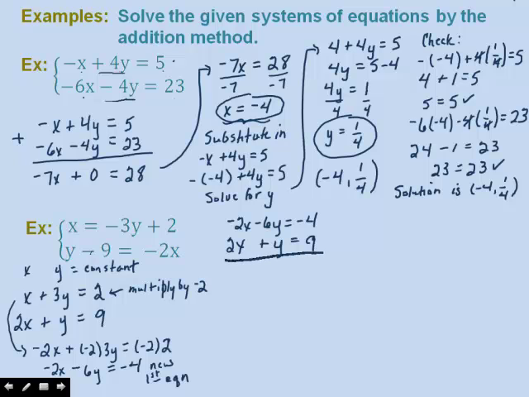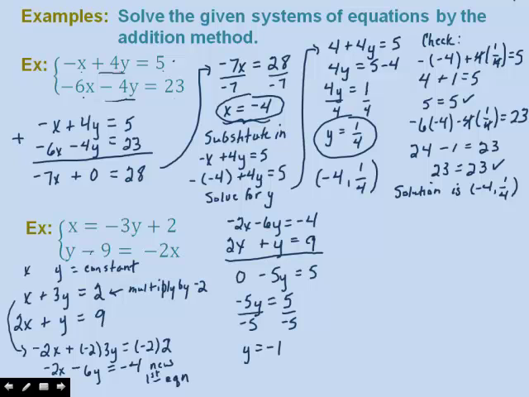Now we can add these together, and our x's cancel out. Negative 6y plus y would give us negative 5y, and negative 4 plus 9 would give us 5. That gives us negative 5y is equal to 5, and we can divide both sides by negative 5. That gives us y is equal to negative 1.